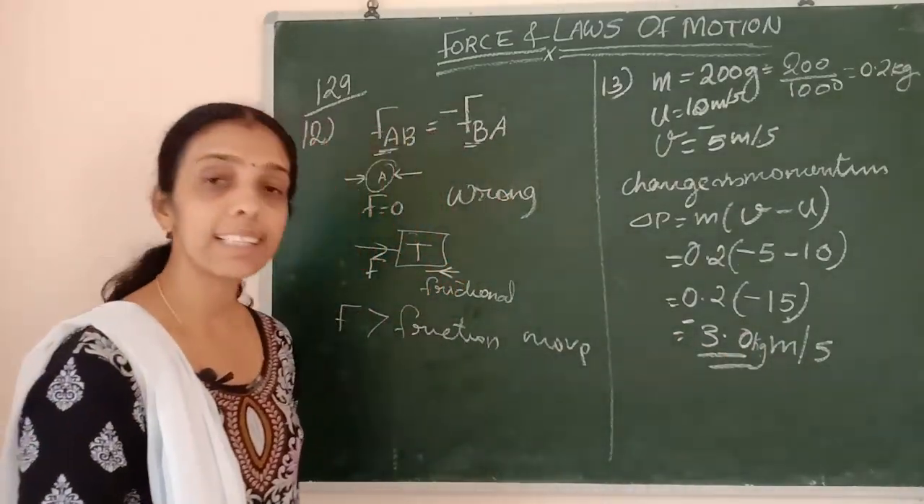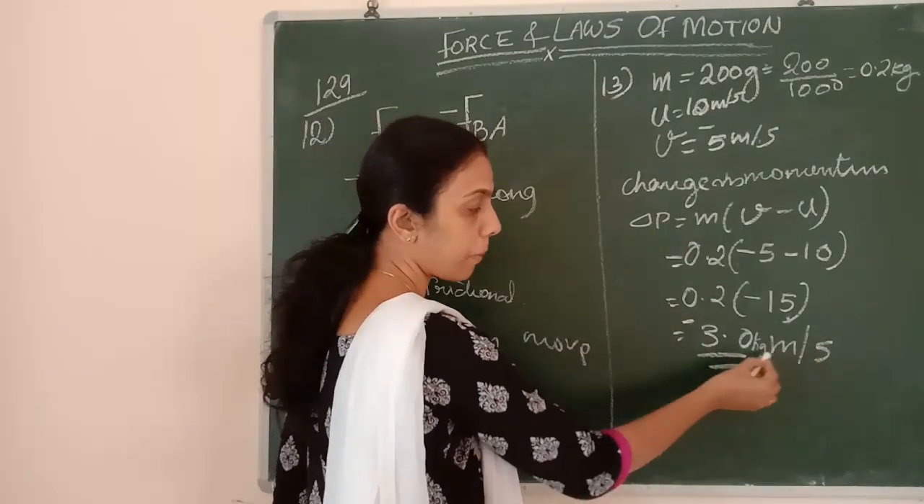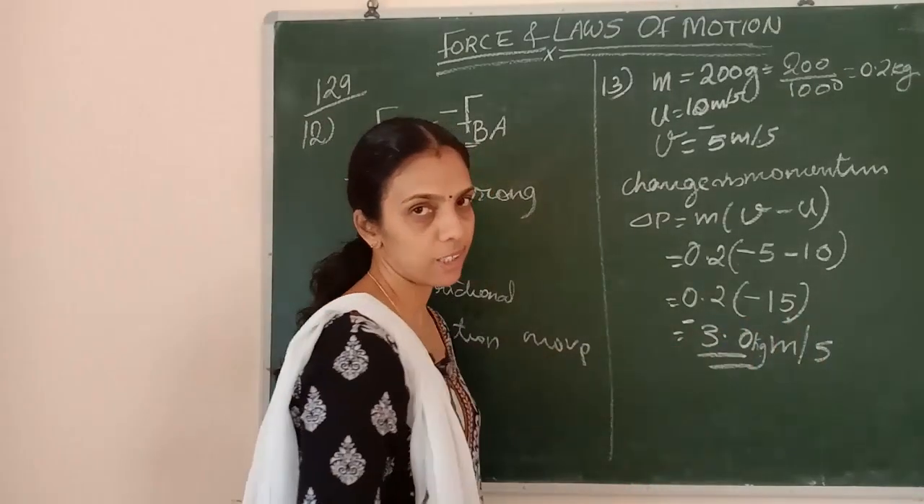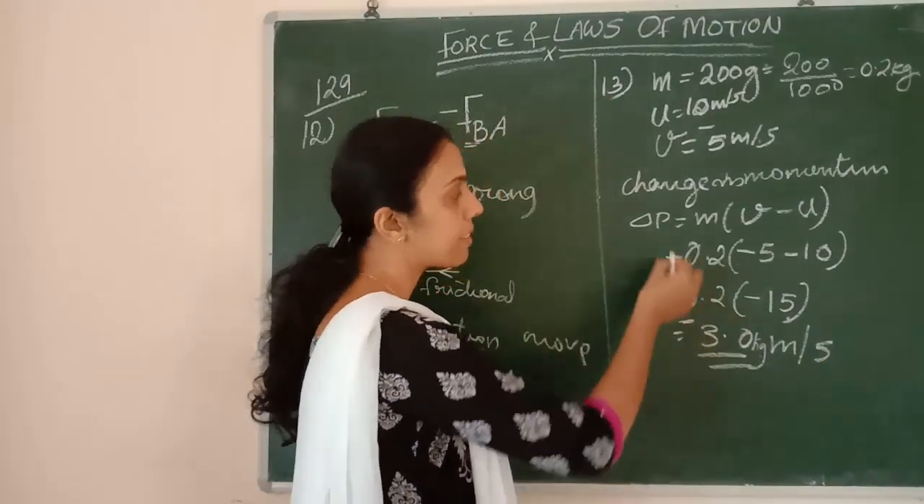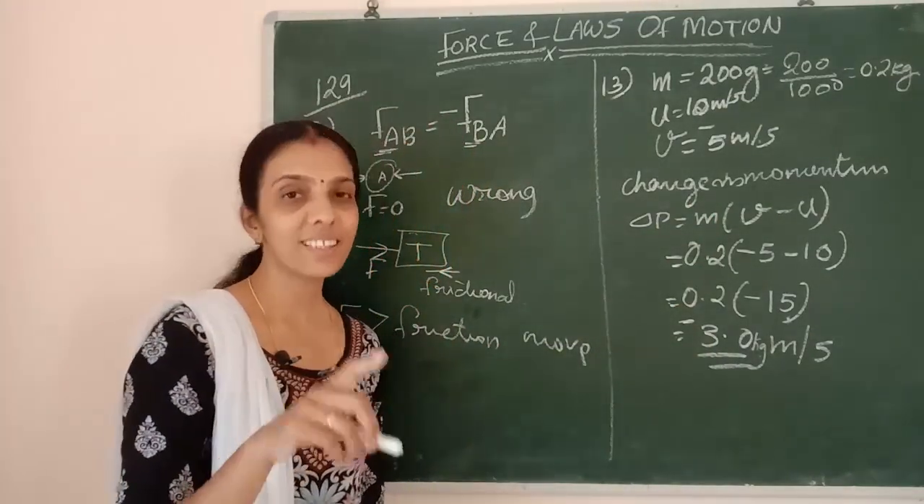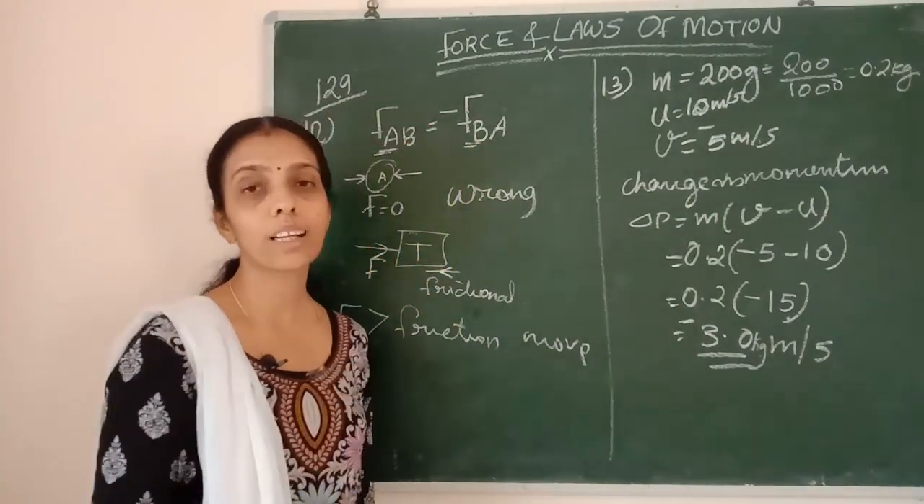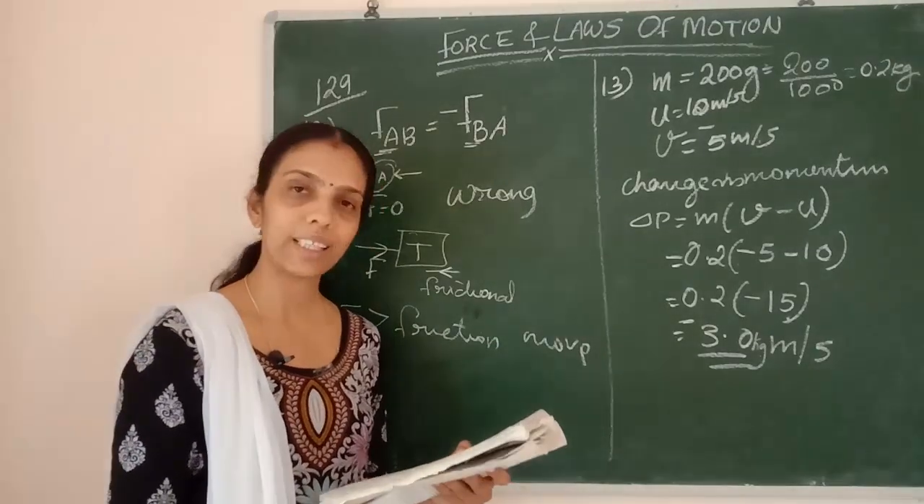So it is negative. The unit of momentum is m into v. m is kilogram, v is meter per second, so it is kilogram meter per second. So minus 3. Minus 3 means the change in momentum will be acting along which direction? In the second motion, along its original path. Okay. So the next one is the 14th one.